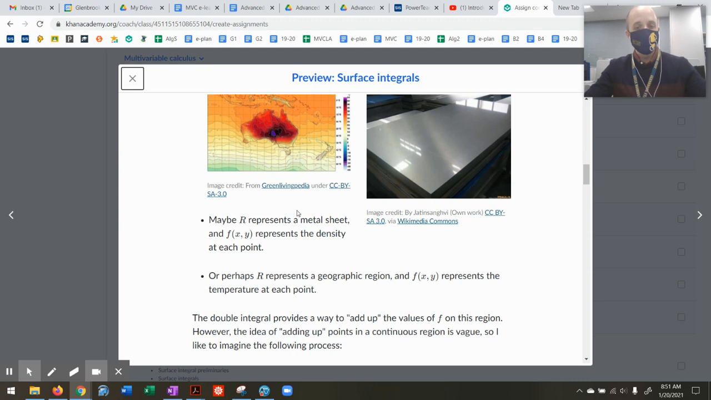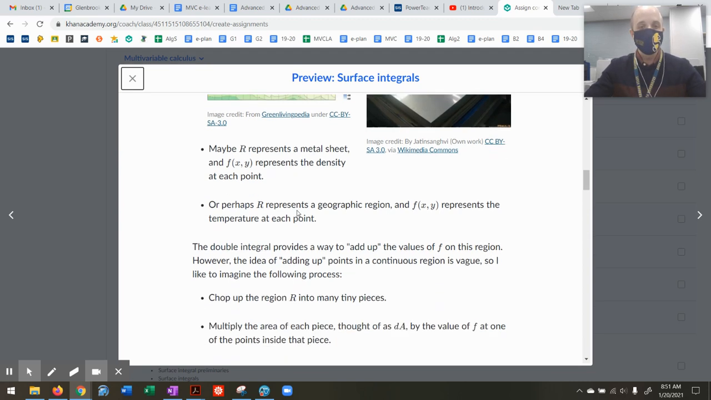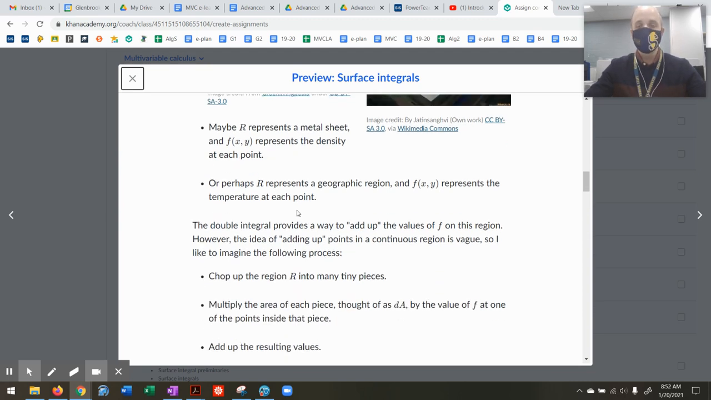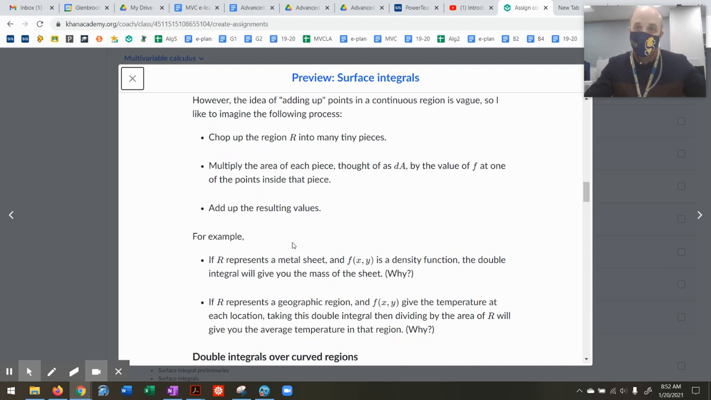The idea of adding up points in a continuous region is vague, so he goes through this process of chop R into tiny pieces, and we remember this when we learned double integrals: chop the region into little subregions, multiply the area of each piece, thought of as dA, so take your little base area, by the value of f at one of the points, which for us was a height. Then add up the resulting values. So that could get you volume if you had a surface.